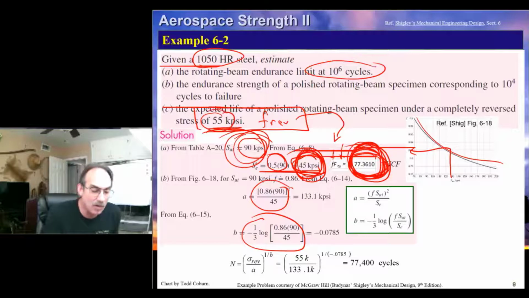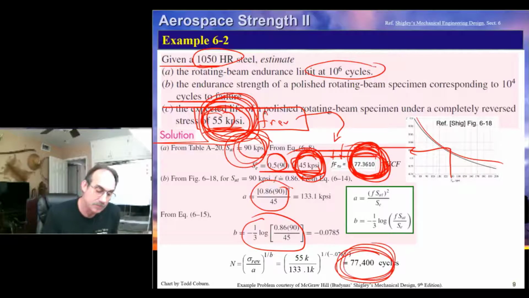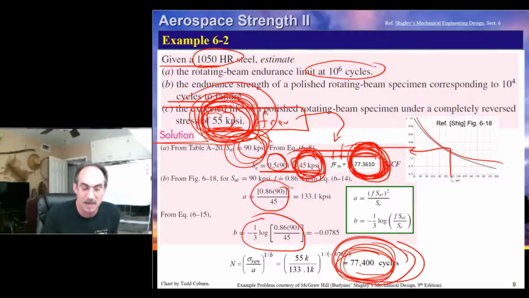Is this an allowable? Not really. That's the stress that we have. Is this an allowable? Yes. It's actually the allowable for this stress level. Or you could say, well, if we needed this, this is the allowable for that number of cycles. You see how that works?